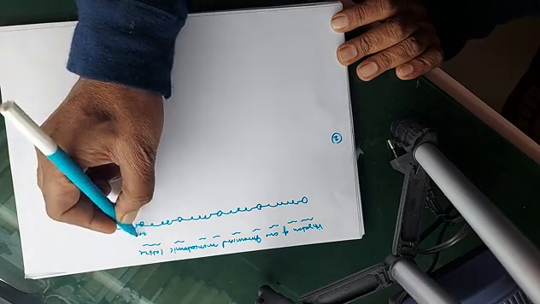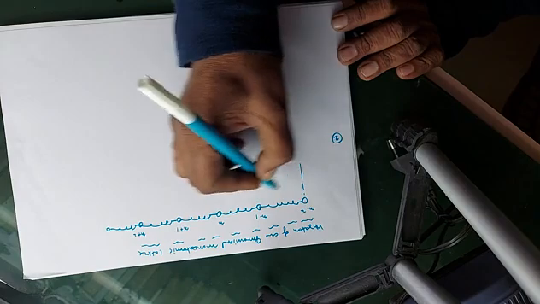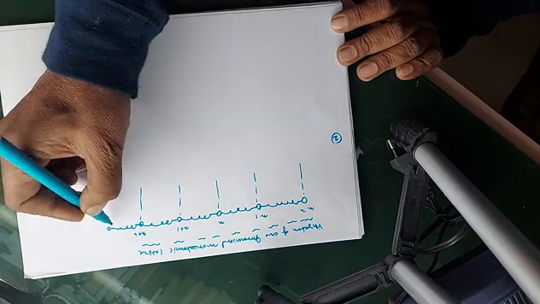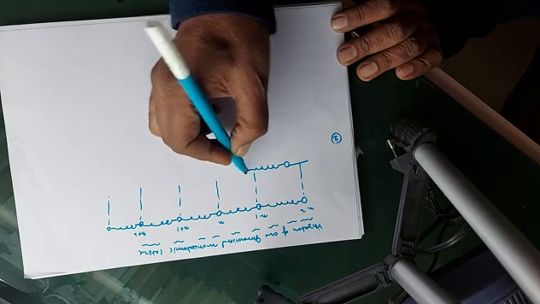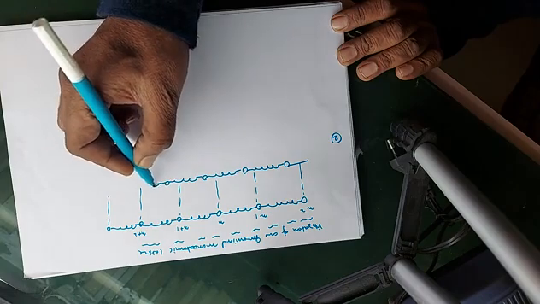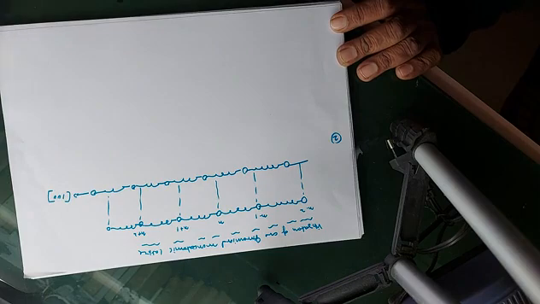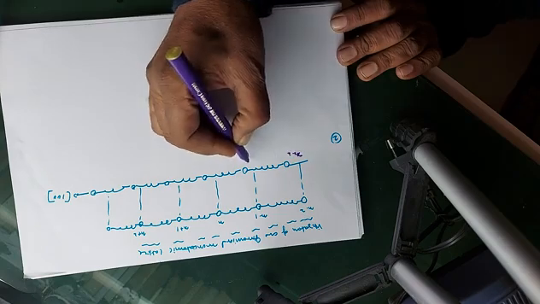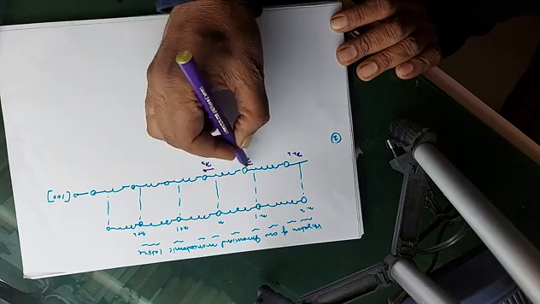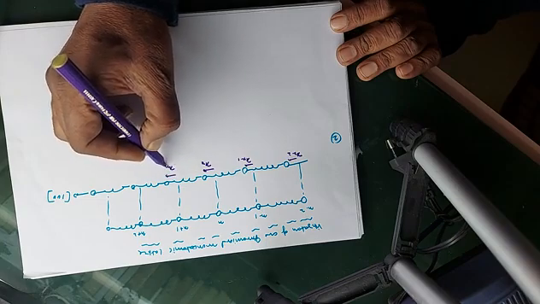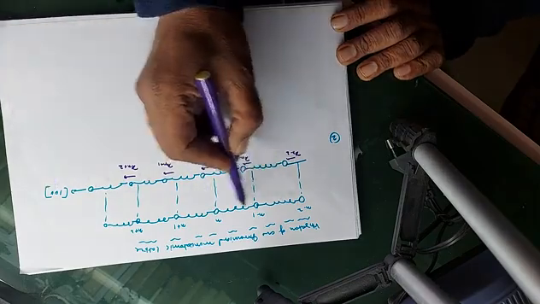This is n plus 2th, n plus 1th, n minus 1th, n minus 2th. This displacement is xn minus 2. This is xn minus 1. This displacement is xn. So this is xn plus 1. This being xn plus 2 and so on. This is the equilibrium position and this is the displaced position.